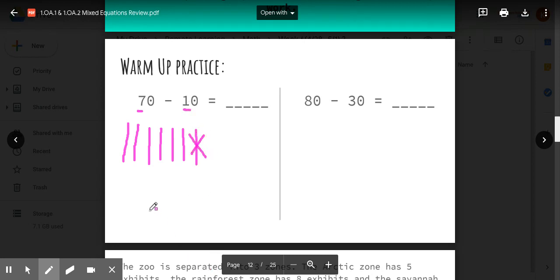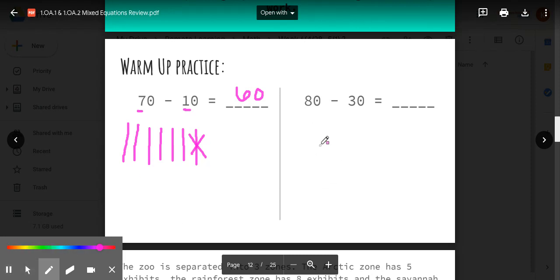How many do I have left? 10, 20, 30, 40, 50, 60. I have 60 left. 6 tens and no ones. Now your turn. I want you to pause the video and solve 80 minus 30 using tens and ones.